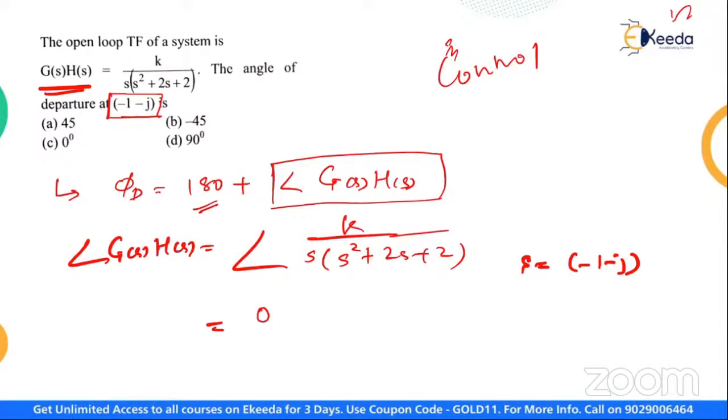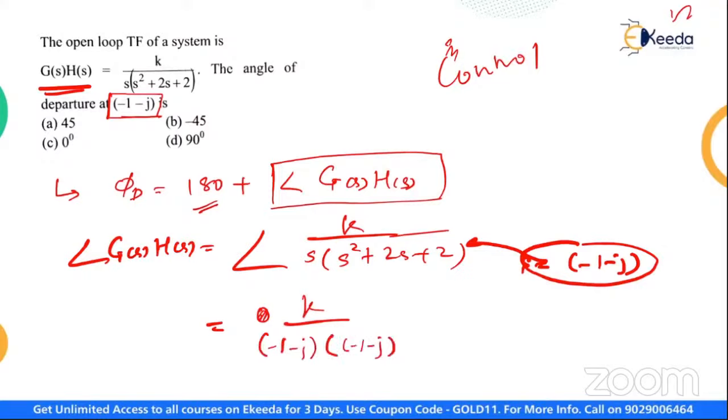Please replace s with -1 minus j in this particular transfer function. Once you do that, what do you get? You will get K upon s, which is replaced by -1 minus j, into (-1 minus j) the whole squared plus 2 times (-1 minus j) plus 2. Is that correct?